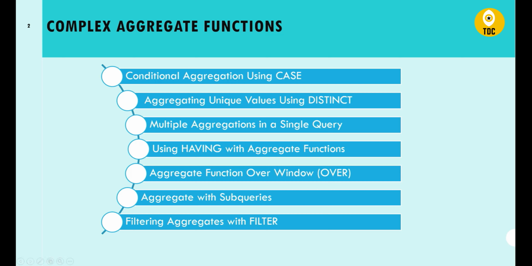As I was just saying, we can think of many different complex aggregate function use cases. Basically, you can see conditional aggregation using the CASE statement, and aggregating unique values using DISTINCT. DISTINCT can also be used along with the aggregate functions. Then multiple aggregations in a single query, so you can have multiple aggregation functions used in a single query. Then using HAVING with aggregate functions, and aggregate functions over a window function.